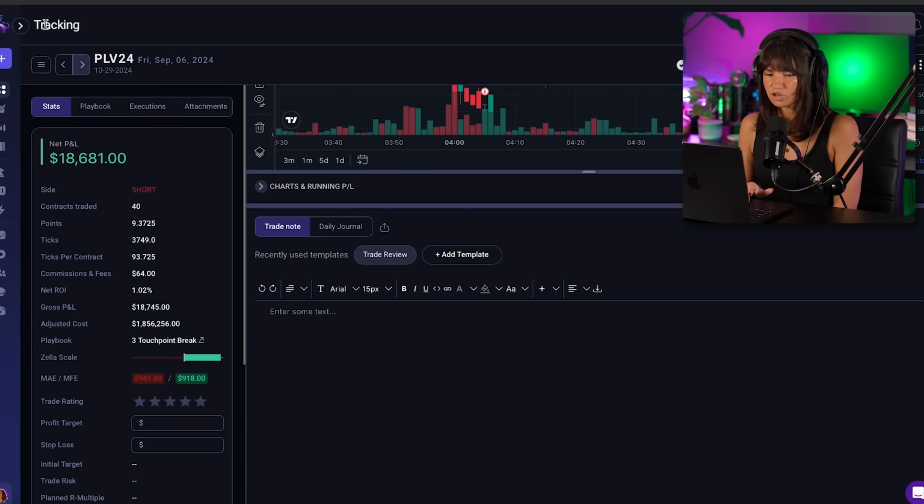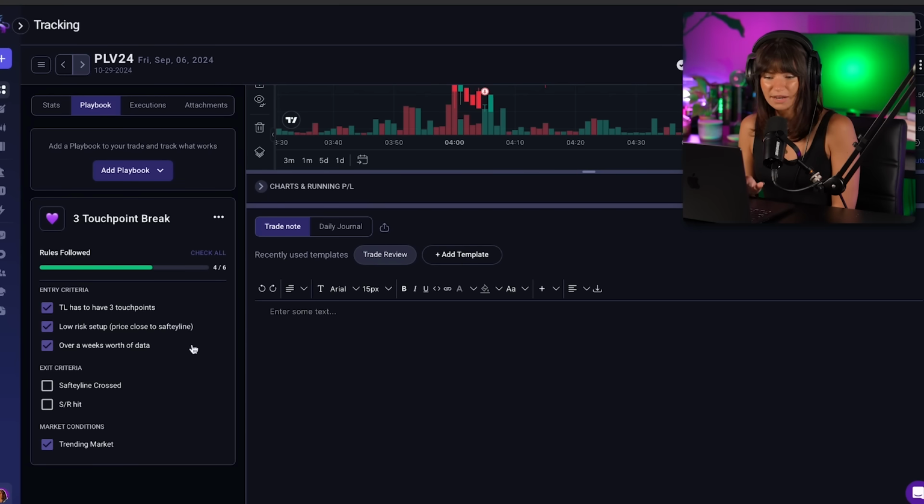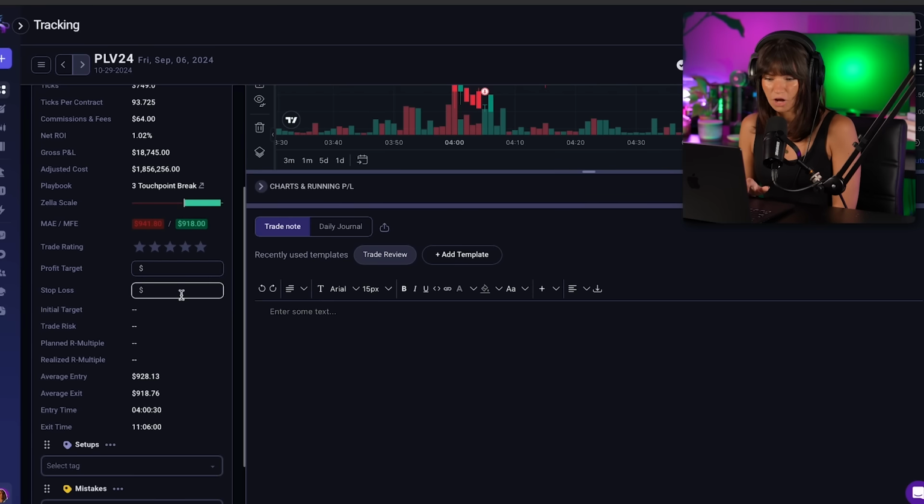But I will essentially go into TradeZella. I will go to this specific trade. I will see if this met all of my playbook criteria, entry criteria, market conditions, and exit criteria. Then I'm going to go into stats, enter my stop loss, my original stop loss, which was my original risk. Now, if you guys know my strategy, you know that my risk will trail as price progresses along the trend line, and I don't have a profit target. I'm simply in it to win it.